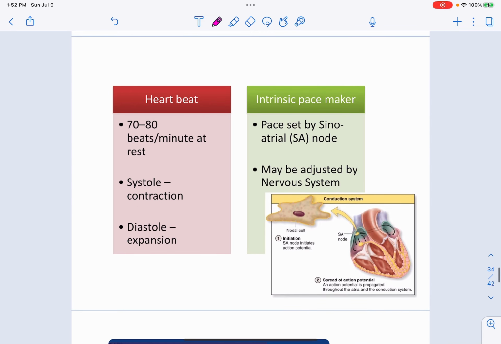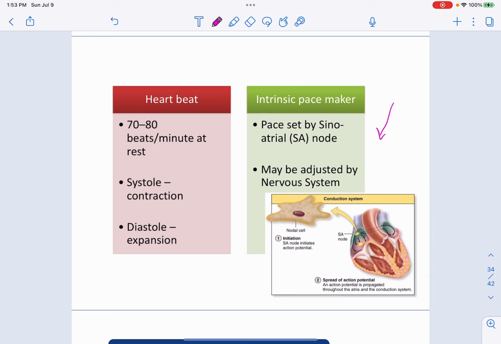A couple other last topics before we end this lecture. One of them has to do with how the heart sets its rhythm. So we know that the heart is beating, it beats anywhere from 70 to 80 beats per minute. It has something called diastole and systole. Diastole is when there's an expansion. Systole is during contraction, so there's a constant movement between the two.